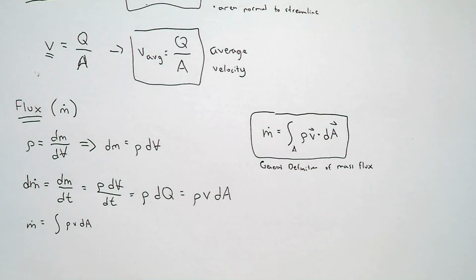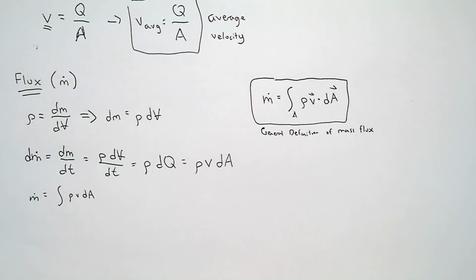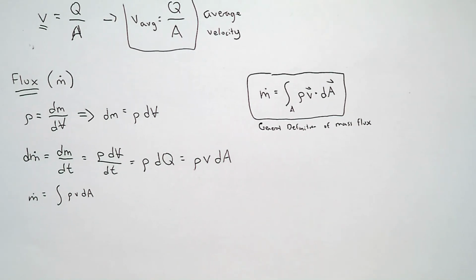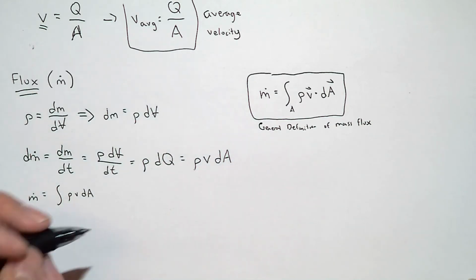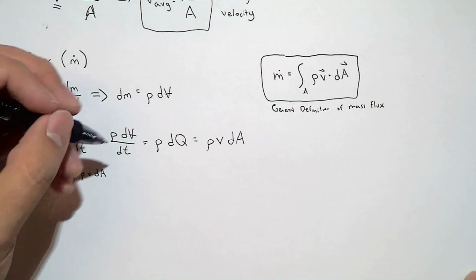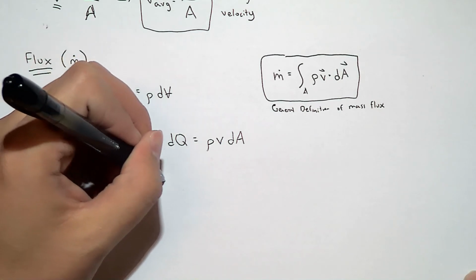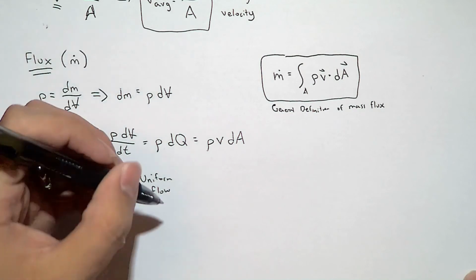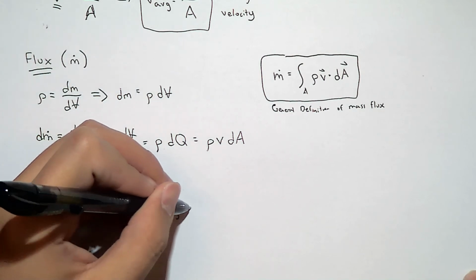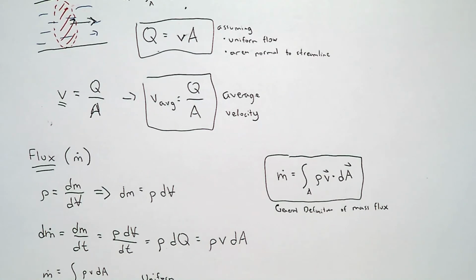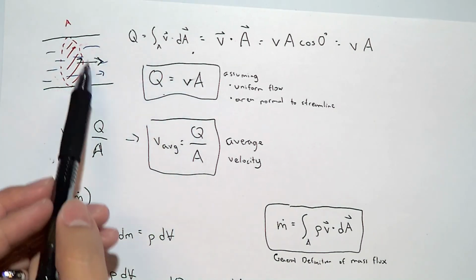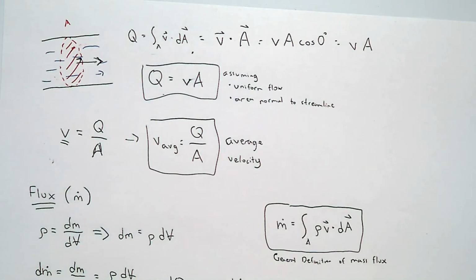Let's look at some simplifications, just like we did with flow rate, right? If we were to calculate mass flux, then we essentially need to integrate rho v dot dA, but sometimes we don't have to integrate. For example, we already said that if our flow is uniform, then my mass flux is simply equal to rho v dot A. Because for flow rate, if my properties were uniform, then my integral simply becomes v dot A. So here it just becomes rho v dot A.